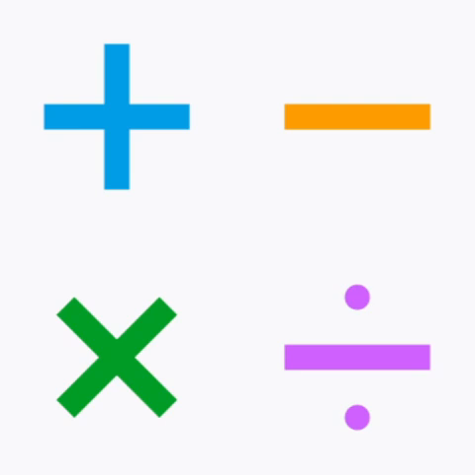1. Addition. Combining two or more numbers to find their total. Example, 5 plus 3 equals 8. 2. Subtraction, finding the difference between numbers. So for example, 10 minus 4 equals 6.